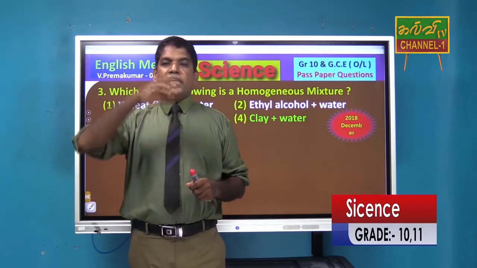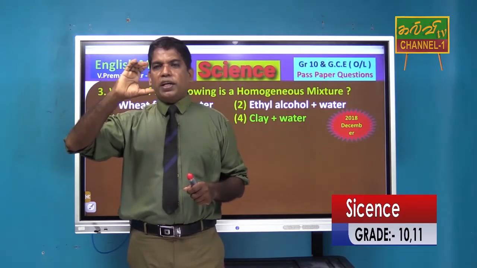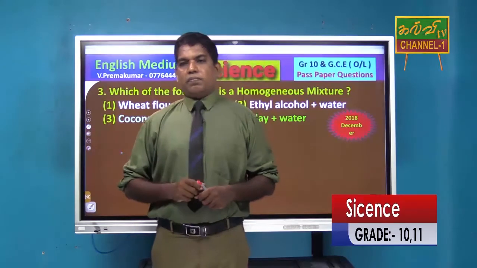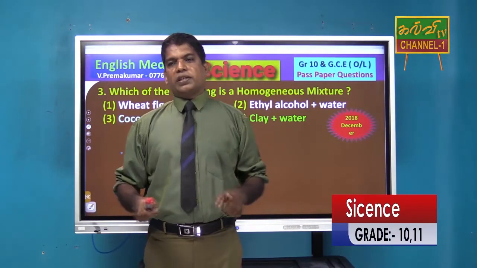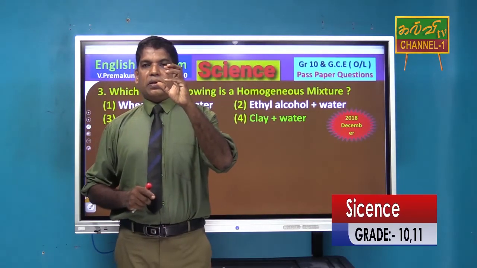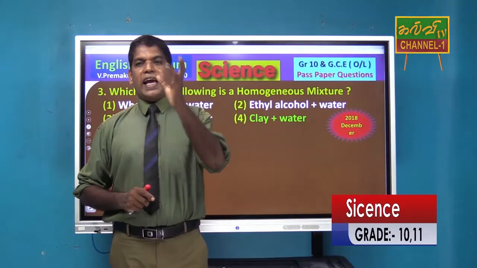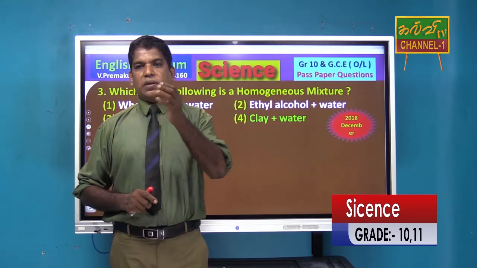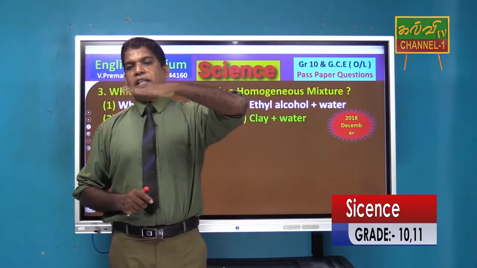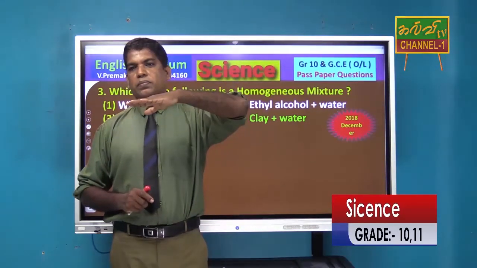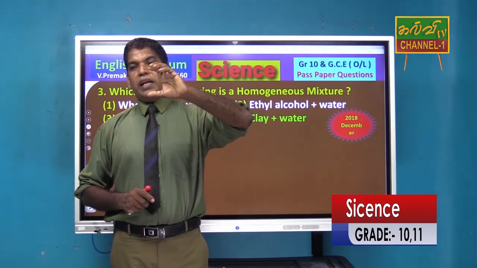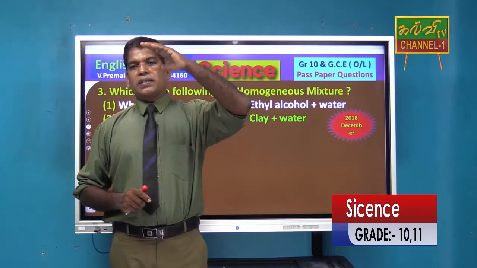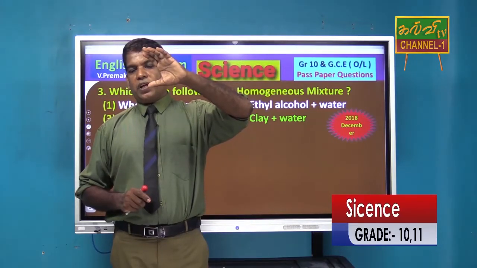The reason is that everywhere the sugar solution has the same structure. But if it is a clay solution, clay or lime solution, we can find some sedimentation in the bottom part. At the bottom there is sedimentation, very concentrated particles. The top part is slightly different, right?